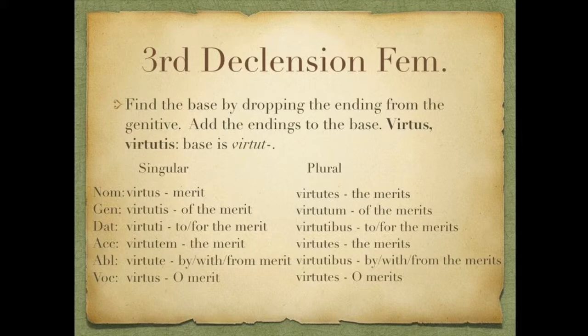We go to our plurals, nominative plural, virtutes, the merits. Genitive plural, virtutum, of the merits. Dative plural, virtutibus, to or for the merits. Accusative plural, virtutes, the merits. Ablative plural, virtutibus, by, with, or from the merits. And then vocative plural, same as the nominative, virtutes, O merits. So there's a feminine example for third declension.